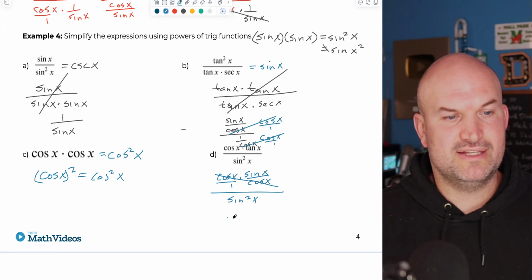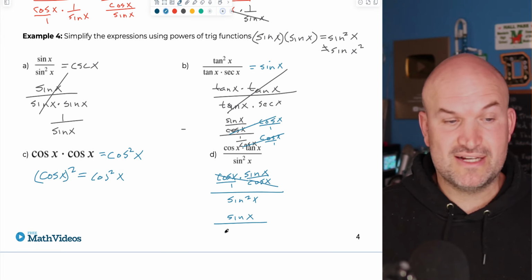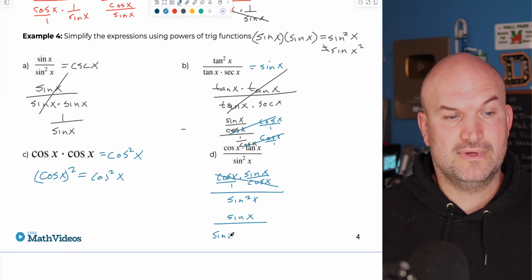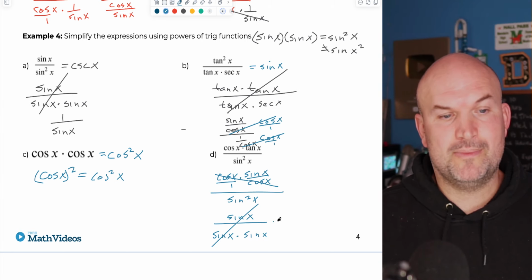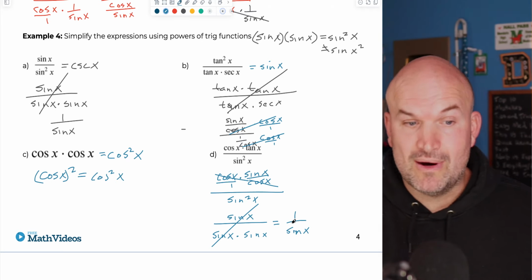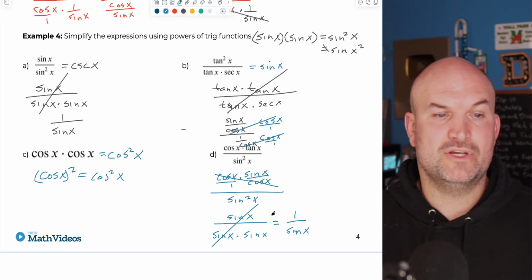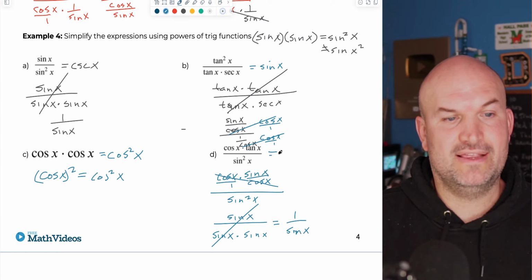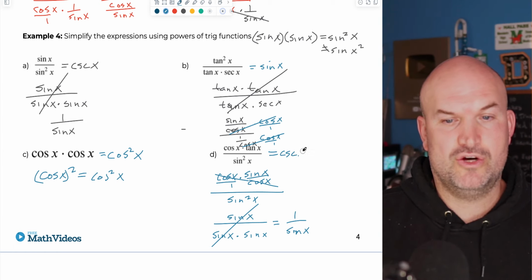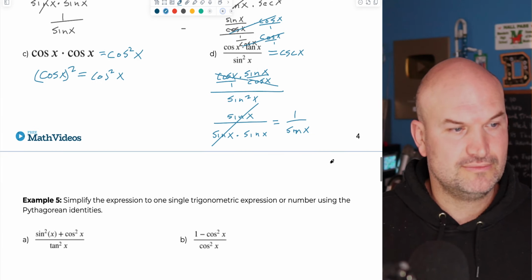So now I can rewrite this as sine of x divided by, now remember, sine squared of x is sine of x times sine of x. So now we can apply the division property. I'm left with 1 over sine of x, which now I can go ahead and use my reciprocal identity to say this is going to be equal to cosecant of x.